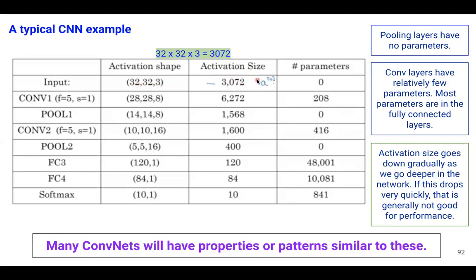Activation size goes down gradually as we go deeper in the network. If this drops very quickly, then generally that is not good for performance. This is one thing people have kept in mind while building the classic CNN networks, which I will discuss in a bit. Many convnets that you will encounter will have properties or patterns similar to this one. Those may be more deep. Those may have 10 conv layers rather than just 2 shown here, but the overall pattern will be the same.